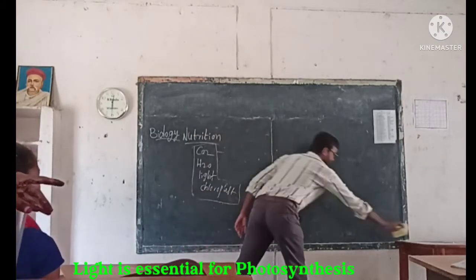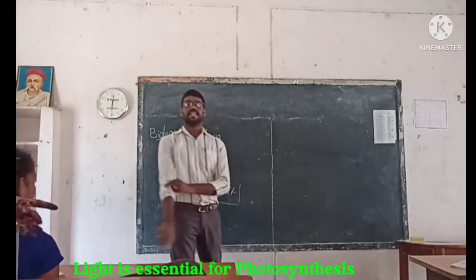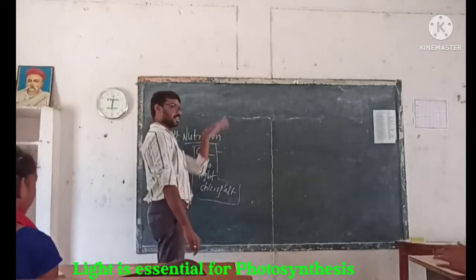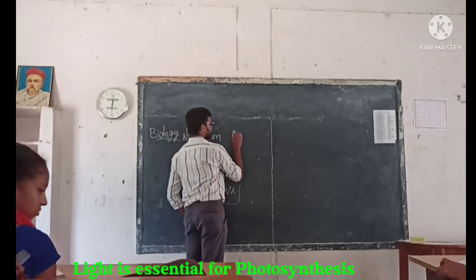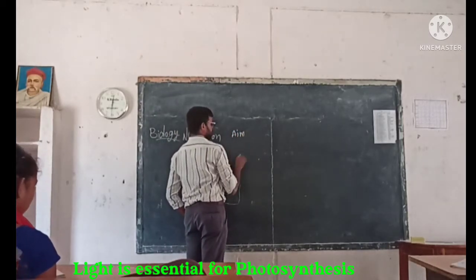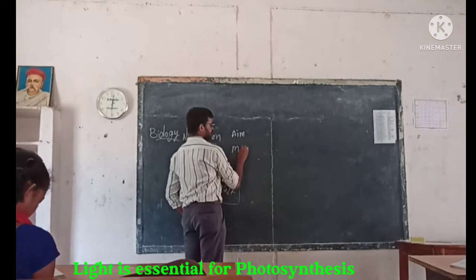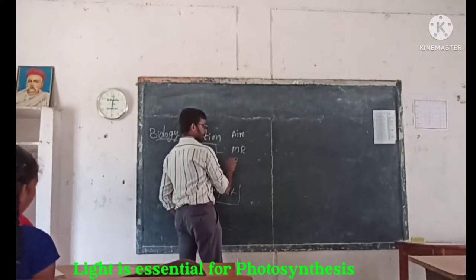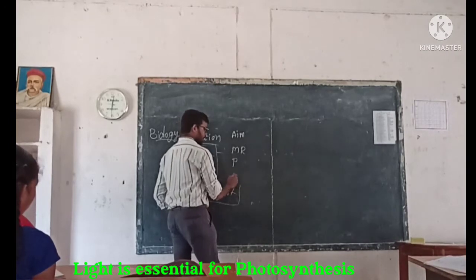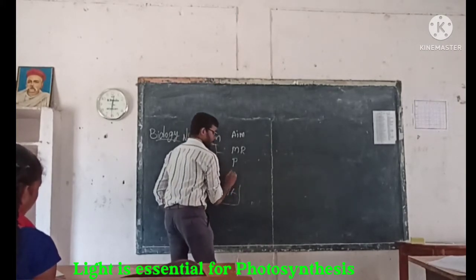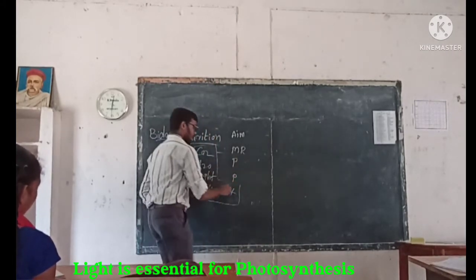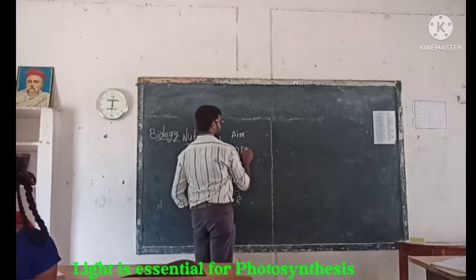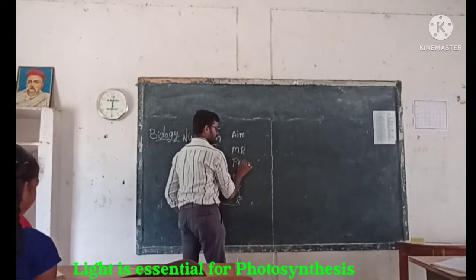Whenever we write in any examination and also in a project book, we have to follow some steps. First, we write the aim. Second, we write the material. Next, we write the procedure. After that, the observation. Then the conclusion. Material required. Procedure.